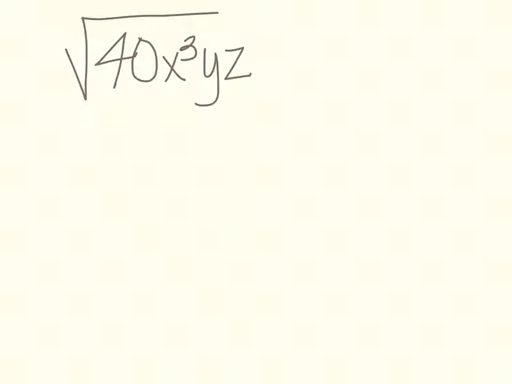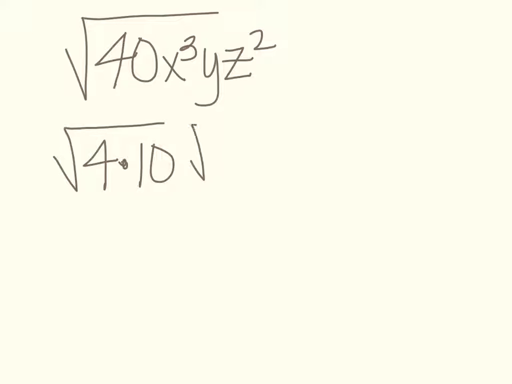Let's try another one. I'm just going to make this one up. How about the square root of 40x cubed y z squared? The square root of 40 is the same thing as the square root of 4 times the square root of 10. And then I'm just going to write these all as a product. X times x times one more x. I have 3 x's. X times x times x times y times z times z.